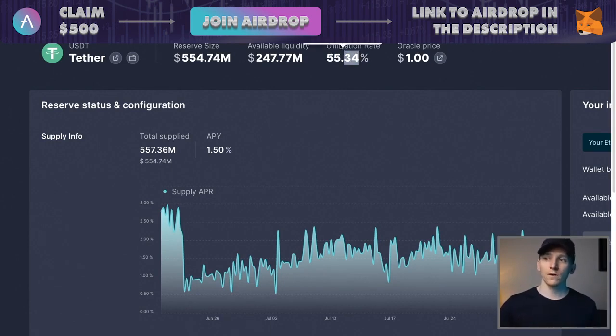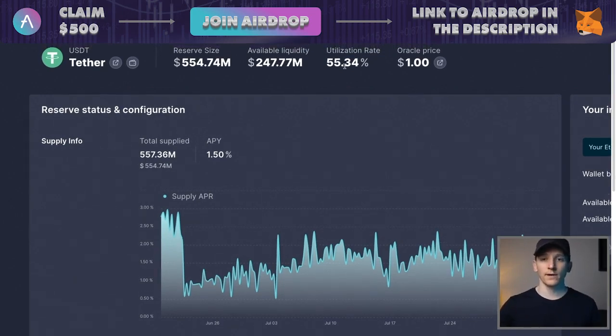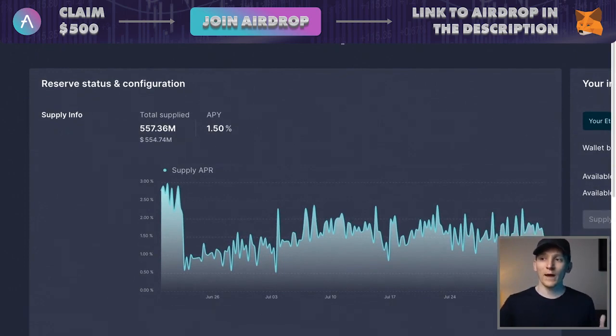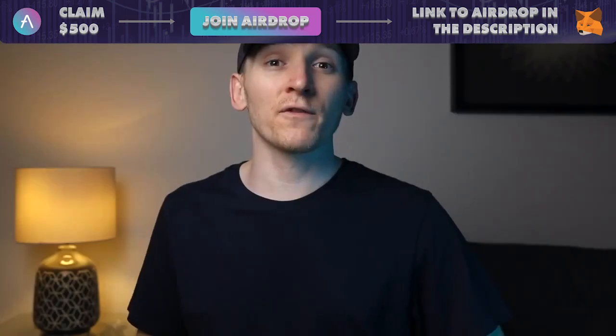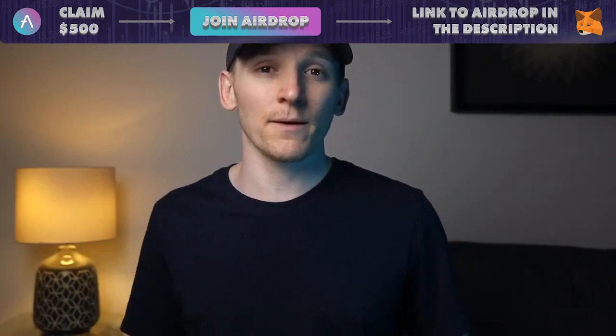Therefore, because this utilization rate is low, the interest rate will probably be quite low because they don't need to incentivize people to put more money into the platform. If the utilization rate goes up to like 90 or 95%, then they will increase the interest rate to attract more people to deposit dollars and bring that interest rate down to a good supply and demand balance right there. I'll leave my specific lending tutorial for Aave in the description so you can see what that looks like step by step if you need it.